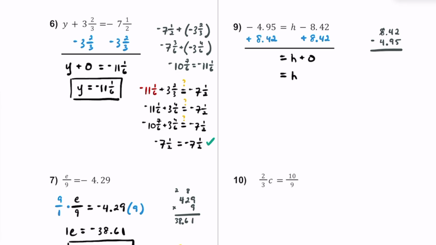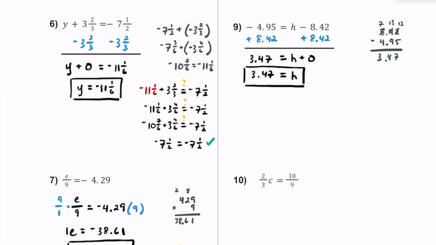Let's go ahead and borrow. That's going to be 7. This will be 14, but then it becomes a 13. This becomes a 12. 12 minus 5 is 7. 13 minus 9 is 4. 7 minus 4 is going to be 3. So I believe we're looking at positive 3.47 just because the 8.42 had a greater absolute value. And so I think this right here would be our solution, but let's go ahead and check it just to make sure.